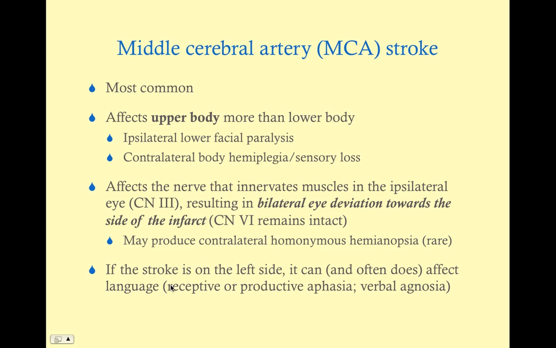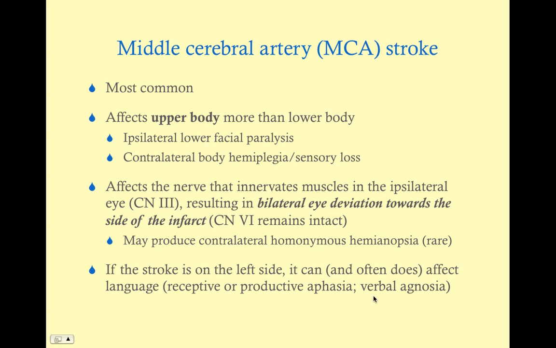If the stroke is on the left side, it can and usually does affect language, both reception of language and production of language, or one or the other. It can also give verbal agnosia. So this has to do with Broca's and Wernicke's area, but you can have language deficits in addition to your paralyses.